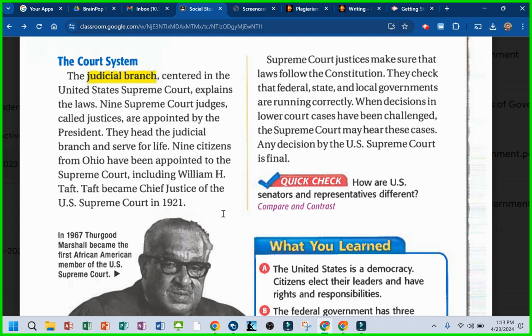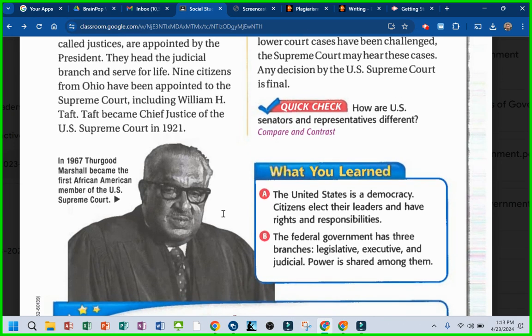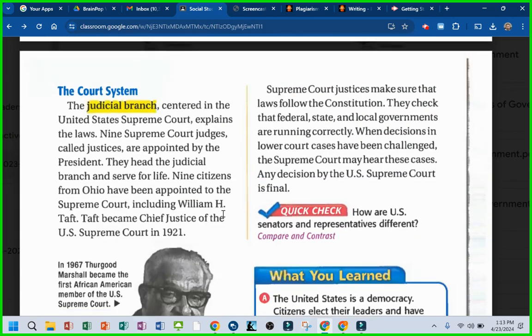9 citizens from Ohio have been appointed to the Supreme Court, including William H. Taft. Taft became Chief Justice of the U.S. Supreme Court. In 1967, Thurgood Marshall became the first African American member of the U.S. Supreme Court. That's pretty awesome.